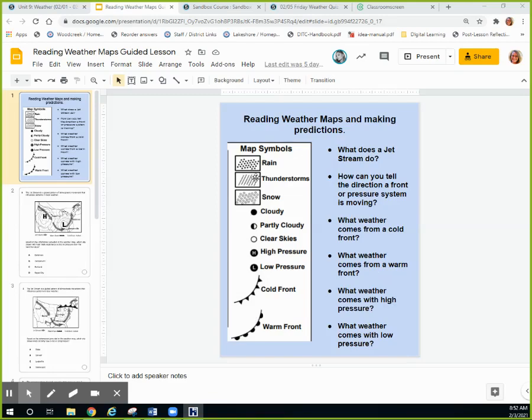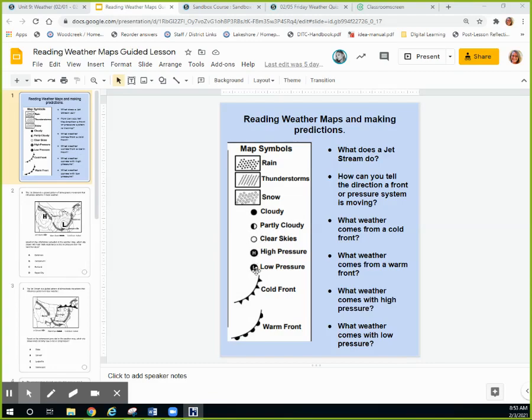We have the different precipitation symbols. So you have rain and thunderstorms. Some maps will illustrate thunderstorms with little lightning bolts. And then snow. Sometimes snow will also be illustrated as snowflakes. Cloudy is a black circle. Partly cloudy is half. It almost looks like a yin and yang symbol. Clear skies is an open circle.